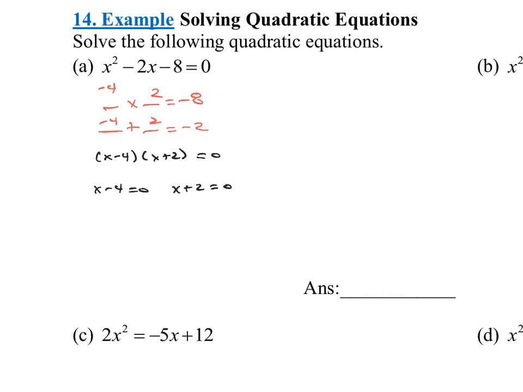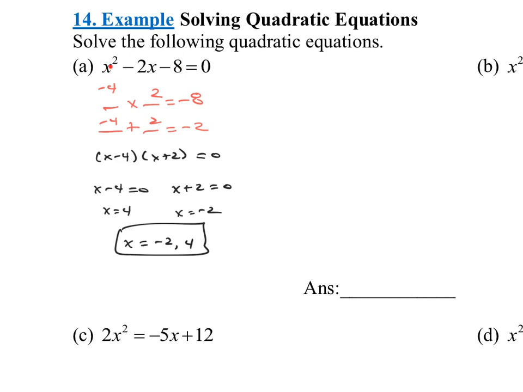I'm going to add 4 to both sides. I get x equals 4. Subtract 2 from both sides and I get x equals negative 2. So there would be my two answers, negative 2 and 4. Those would be the solutions to the quadratic equation. Beautiful thing is I can plug these back into the original. Just use your calculator, plug these numbers back into the original equation.